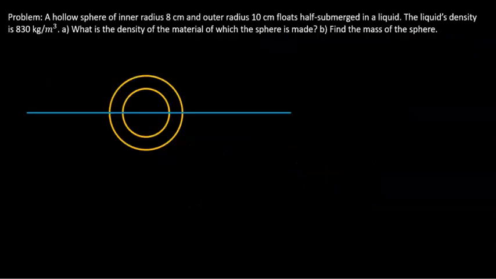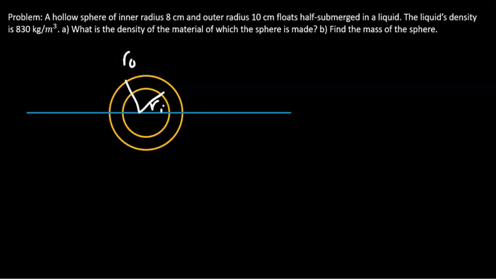Problem 1. A hollow sphere of inner radius 8 cm and outer radius 10 cm floats half submerged in a liquid. The liquid's density is 830 kg per cubic meter. What is the density of the material of which the sphere is made? And find the mass of the sphere. So that is the inner radius, and that is the outer radius.